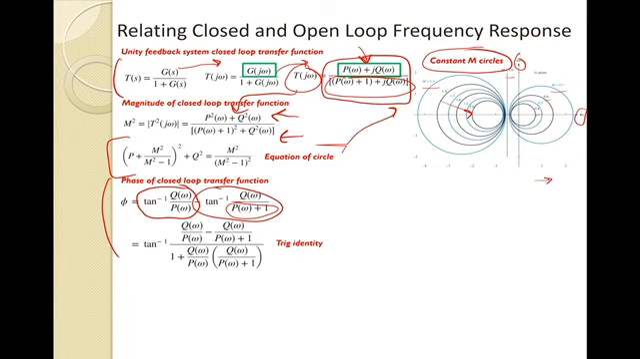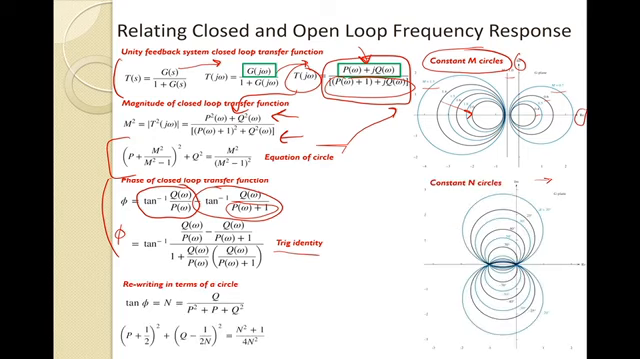And again, we can rearrange this, move the tangent over, and find the phase here. There is a trig identity, which I'll leave to you to go find, that essentially can relate this all together. And once we do this manipulation, again, we can make some definitions and rewrite this in terms of a circle.